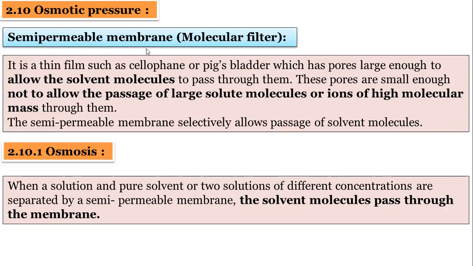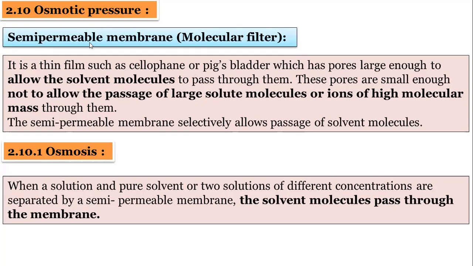All these are colligative properties. Once again, I'm repeating: colligative properties depend upon the number of solute particles and do not depend upon the nature of solute particles. Out of the 4 colligative properties, we already learned lowering of vapor pressure in the previous lectures. Lowering of vapor pressure is the first colligative property. The second is elevation in boiling point, meaning increase in boiling point. The third was depression in freezing point. And the last colligative property is osmotic pressure, denoted with the symbol pi, remember.